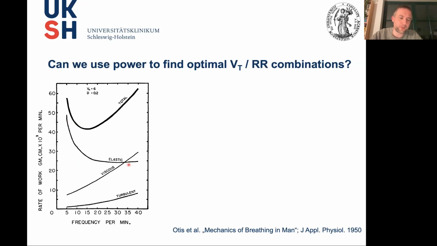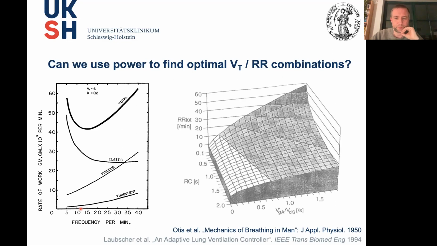And when you combine these curves, the elastic power curve and the resistive power curves, then you can see that there's a total power curve, which has a global minimum. So it's possible to identify an optimal respiratory rate, according to the publication by Otis and co-workers from 1950, with respect to total mechanical power.